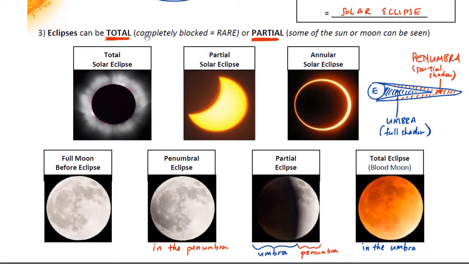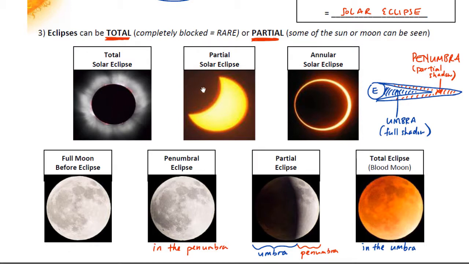Now, there can be total eclipses, which means that you completely block, and you can have both a total solar eclipse and, if you look down here on the right, a total lunar eclipse as well. But you can also have partial eclipses, which are way more common, and an annular solar eclipse. Annular in this case doesn't mean every year. Annular in this case means it forms this ring because the moon doesn't perfectly blot out the sun the way it does over here, so that you can see the corona and the chromosphere.